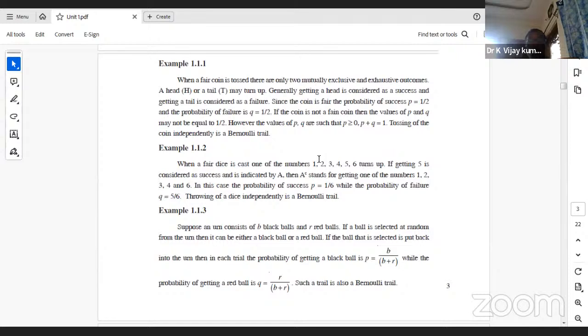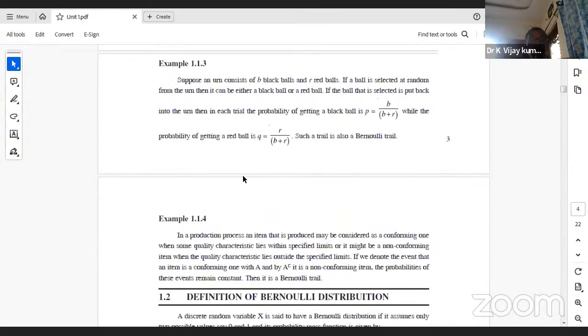As well as the probability of getting a red ball, Q is equal to R by B plus R. B plus R is the same, but we are changing B to black ball and R to red ball. We are changing the same.